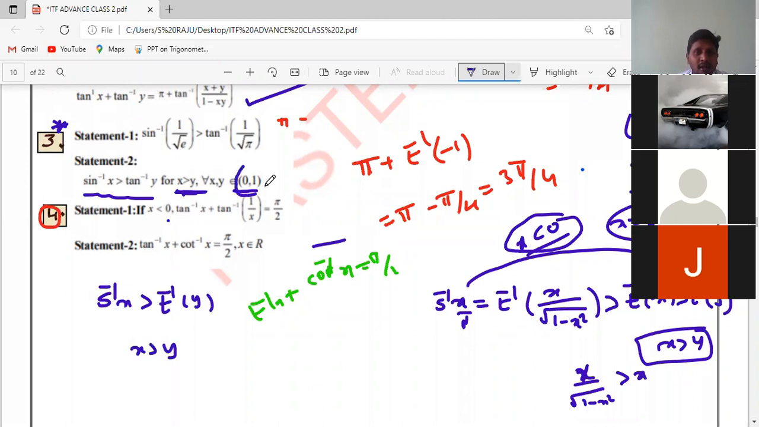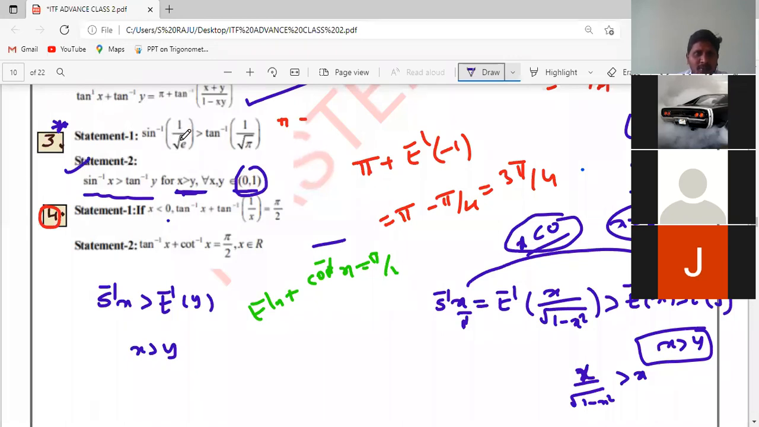In this interval, the domain is very important. They gave it as just more than 0, less than 1. For those values only it is true. Okay, it is true. So statement 2 is correct. Then is statement 1 correct or not?